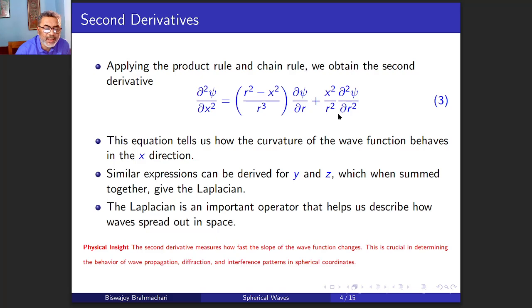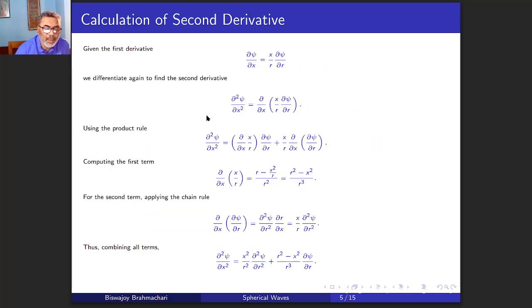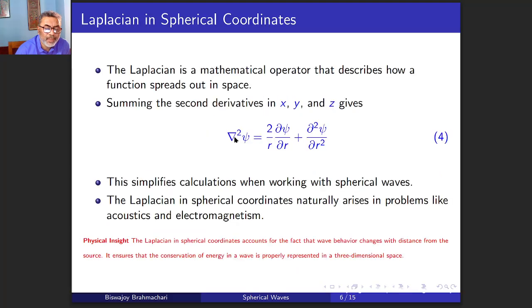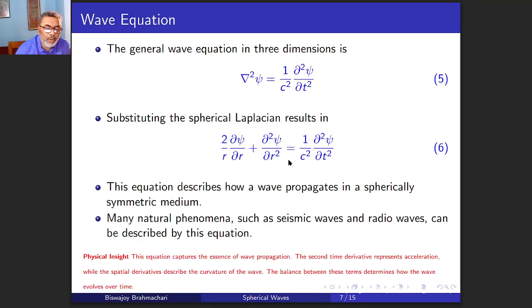Now we add the x, y, and z components like this, and then we get del square psi equal to 2 by r del psi del r plus del square psi del r square. Now the wave equation becomes 2 by r del psi del r plus del square psi del r square equal to 1 by c square del square psi del t square.